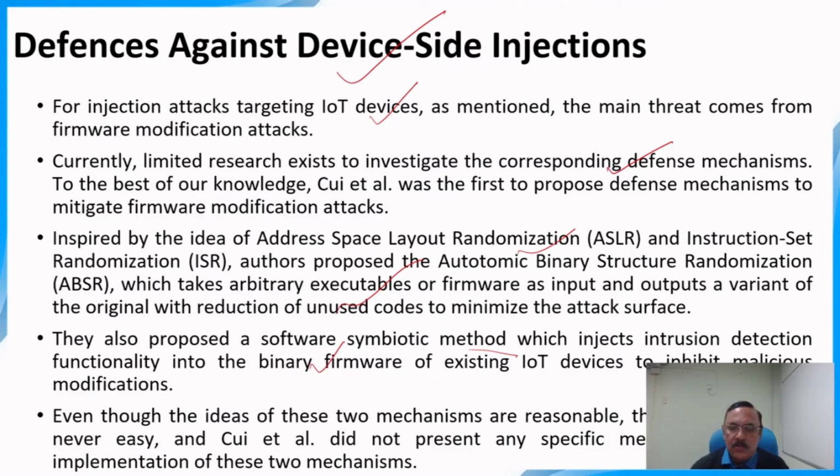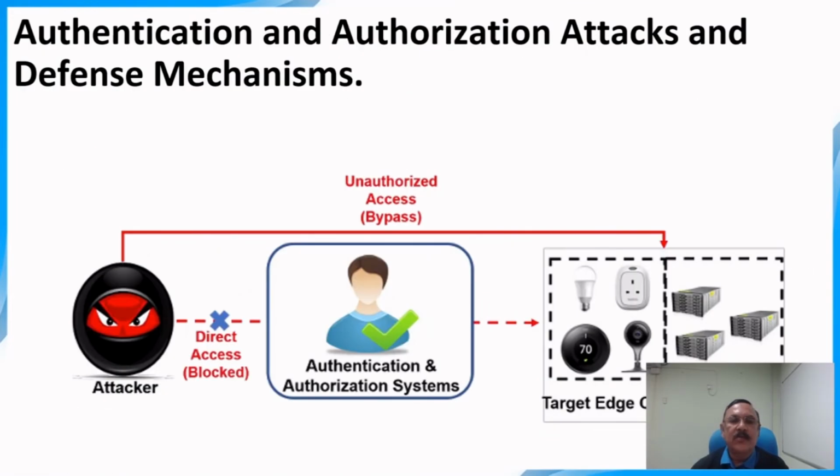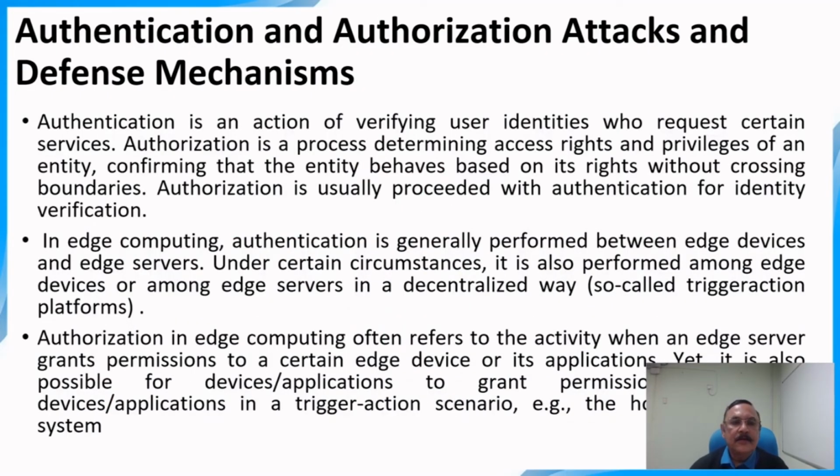So, the two mechanisms out of that are quite reasonable. Their realizations are never easy, and therefore, specific methods on implementation of the two mechanisms are being looked upon. Here you can see in this particular figure the authentication and authorization systems, and here you have the target edge computing system. As far as the attacker is concerned, if the direct access is blocked, then unauthorized access is bypassed, and you know that it can make an attack.